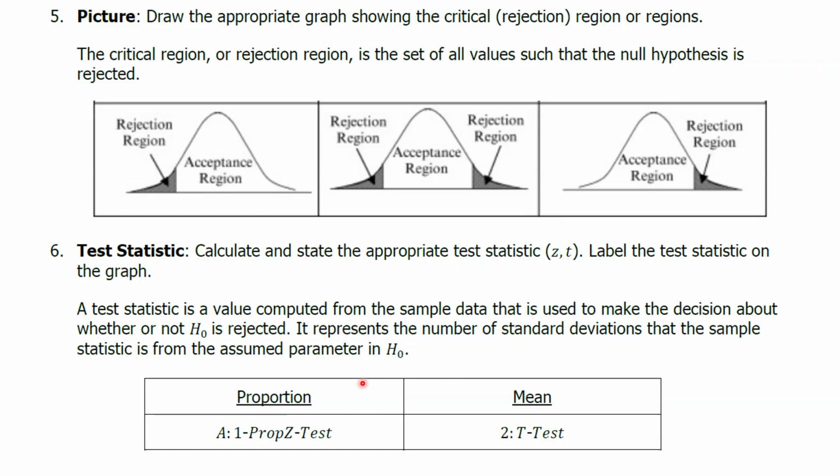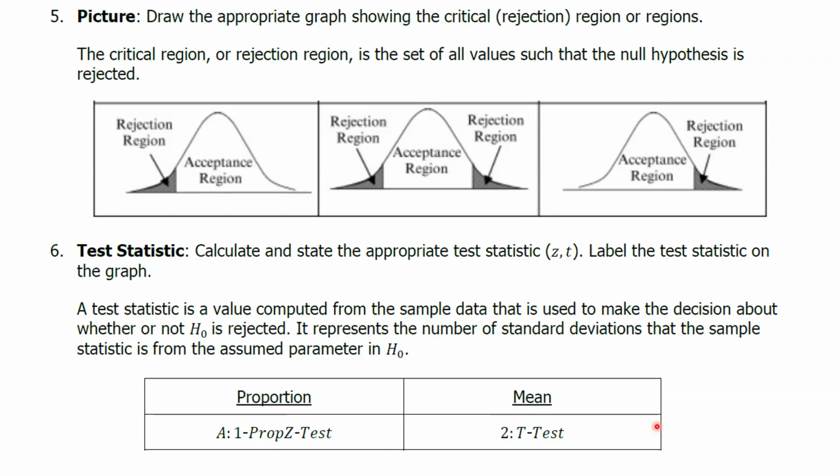Okay, so for a proportion, we will be using the one prop z-test to find our test statistic. And for the mean, we will use our t-test. Okay, so this is the actual value we calculate from our sample data. So it tells you how many standard deviations your sample result is from the null's claim.